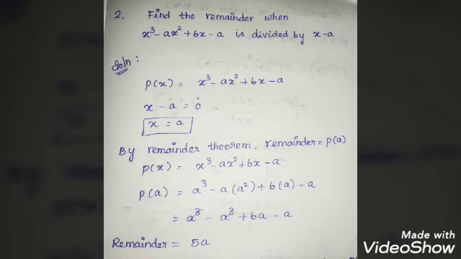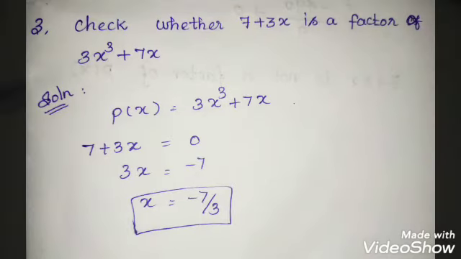Whatever it may be, if you have to find the remainder, equate the divisor equal to 0 and find the value of x and substitute the value of x in the given polynomial, then you will get the remainder. Right? This is the idea.